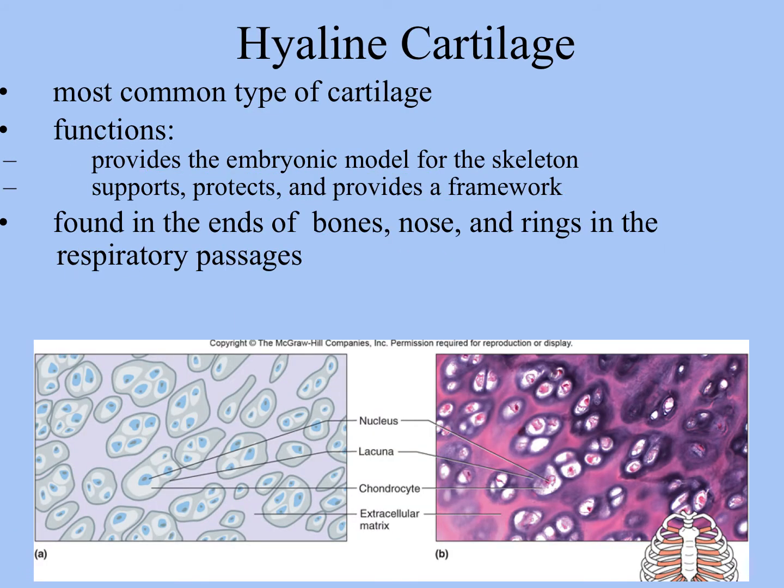Hyaline cartilage is the most common type of cartilage you'll find in the body, and its primary function is, one, it serves as the embryonic model for the skeleton, as we learned with endochondral ossification, and it also provides support when we talk about joints. It provides some protection also when we talk about joints, and it provides a framework when we talk about the ossification process, as well as major structures in your body like the trachea or bronchi or even the nose.